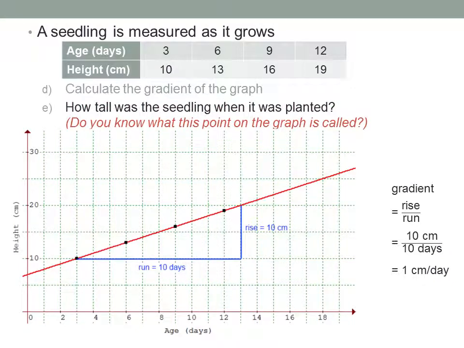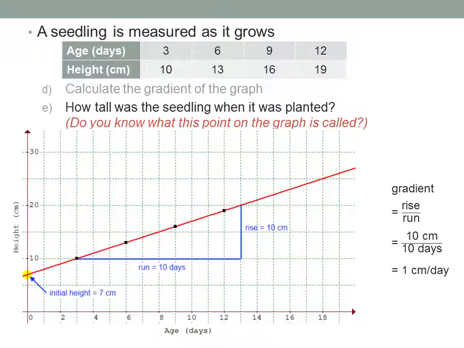How tall was the seedling when it was planted? Well, where is that on the graph? How old was the seedling when it was planted? 0 days old. So where is my line at 0 days? It's here, at a height of 7 centimeters. The seedling was 7 centimeters after 0 days, which is to say when it was planted.